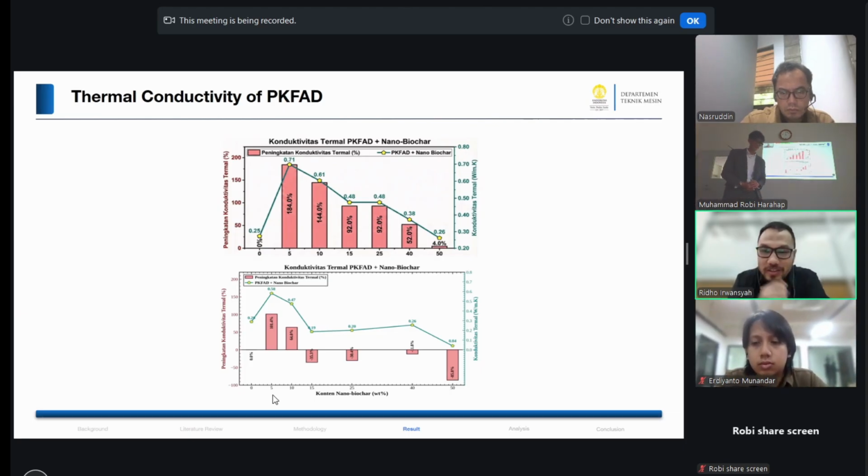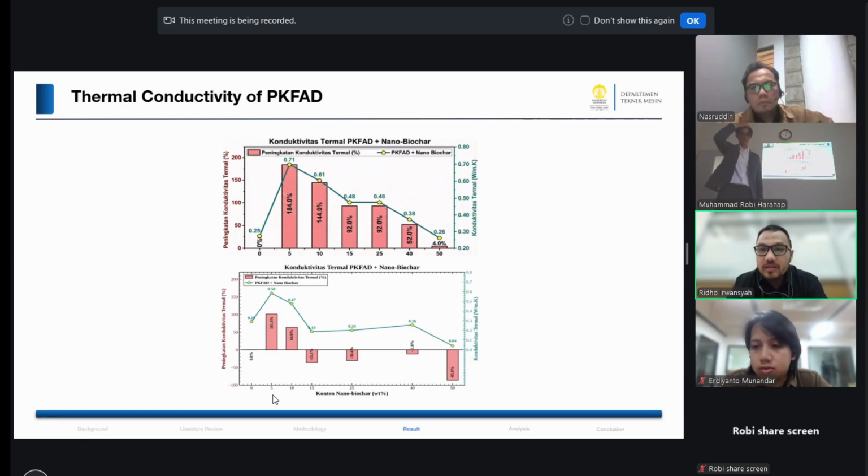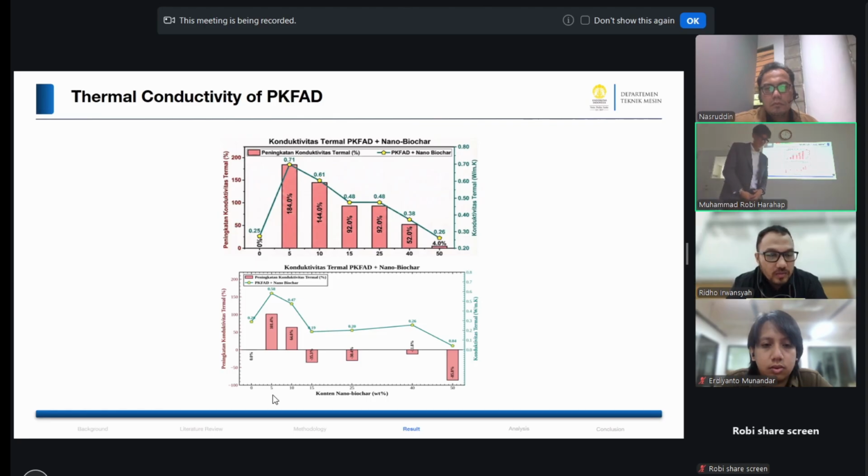Okay, that's interesting. You can compare it with a classical model. Also, try to explain the deviations between the classical models and your findings. I think that will be a good addition to your thesis also.